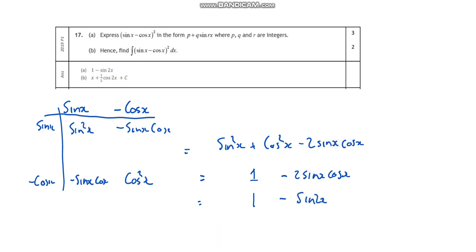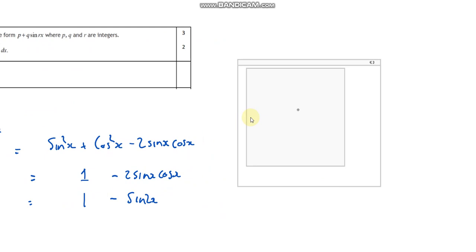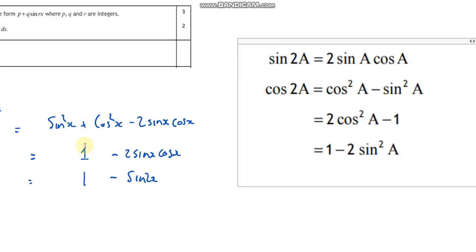I wonder if I can just find it. Is it here? Yep. It'd be worth maybe just writing down a few of them when you get a question like this, just to remind you of what you've got. But you have to remember this is 1, and you also have to remember that sine over cos is tan. Okay, but yeah, I've just changed 2 sine x cos x to sine 2x.